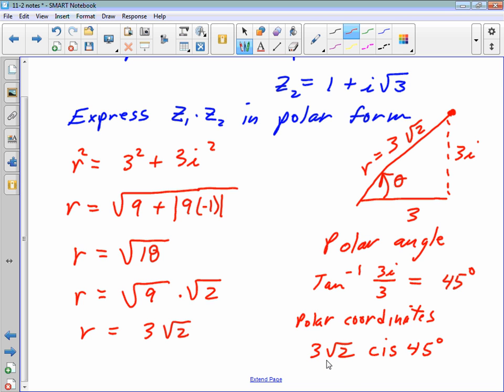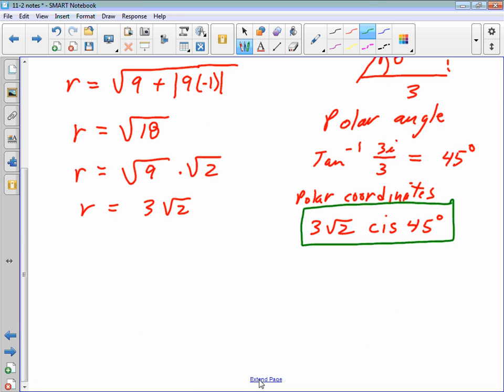Remember that's 3 square root of 2 times the cosine of 45 plus 3 square root of 2 times i sine 45. That's what that cis is just shorthand for. Okay, and I think I'm even going to celebrate and put a box around that because that's going to help us later. Now let's go a little more quickly on this next part.